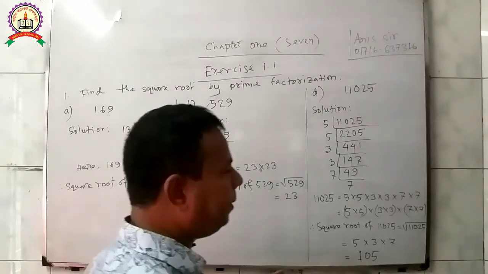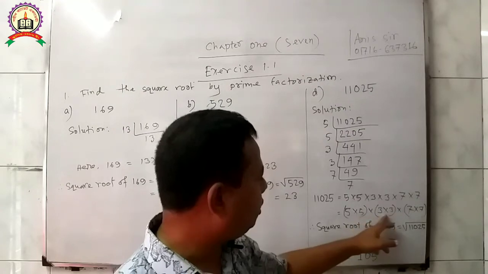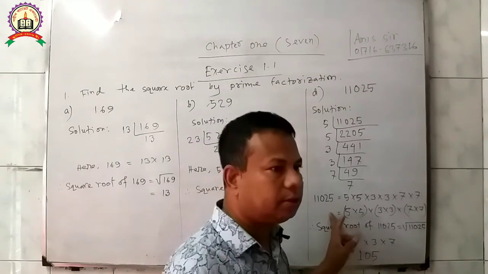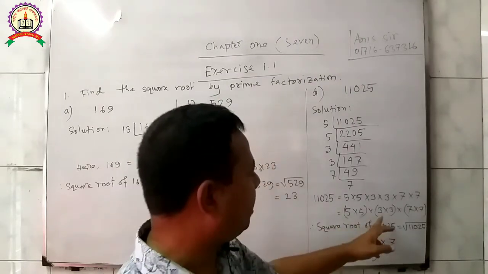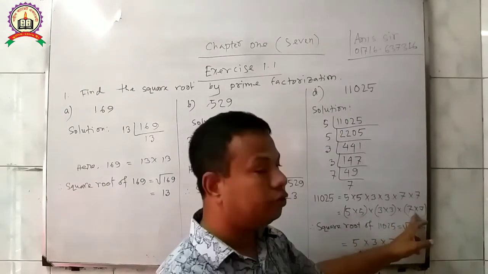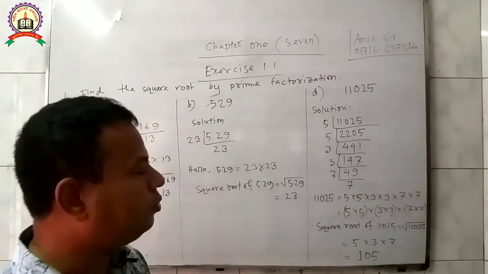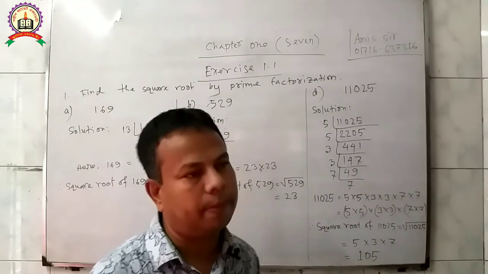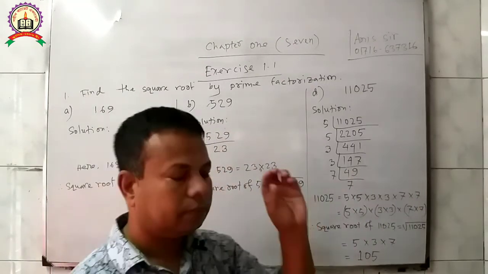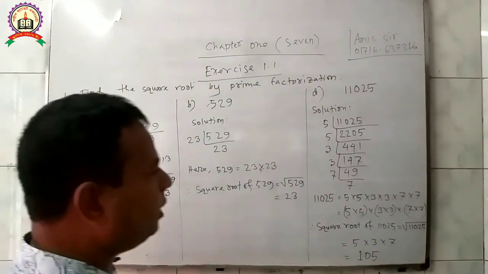Making pairs we get 5 into 5 into 3 into 3 into 7 into 7. We get 3 pairs: 5 into 5 is one pair, the second pair is 3 into 3, and the third pair is 7 into 7. To find the square root of any number, we have to take one factor from each pair.